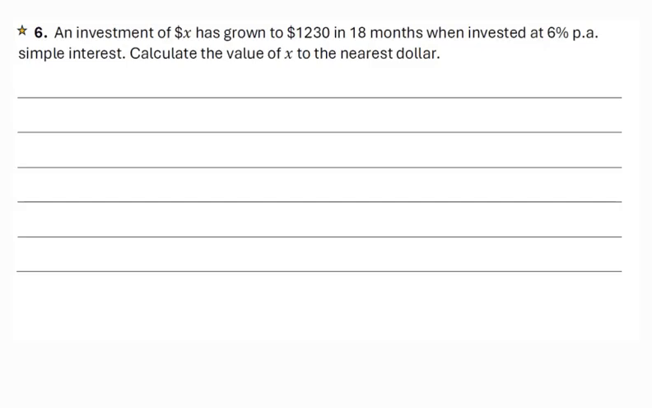Okay, this is a little bit of a tricky one because we have to find out the total amount. So the total amount is equal to the principal plus the interest. And we know we can work out the interest because we often write it as principal times rate times time over 100.